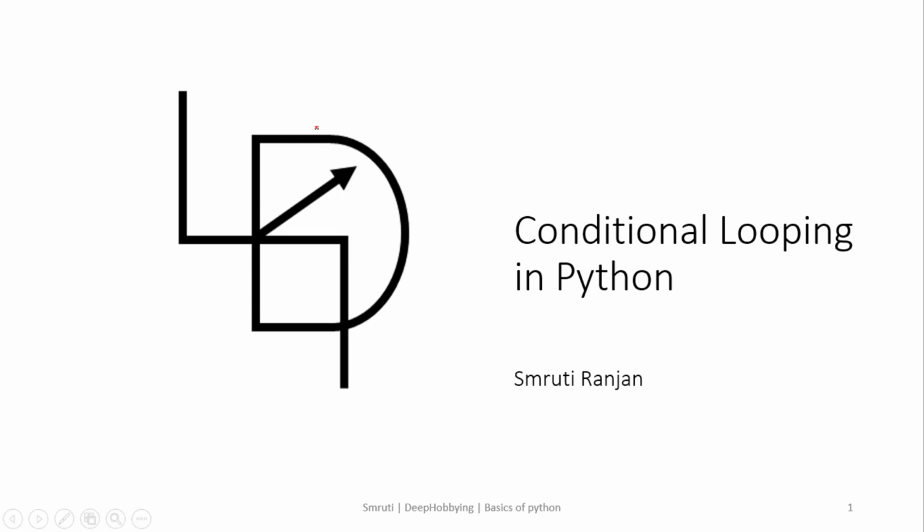Welcome to the first part of conditional looping in Python. As the name suggests, this conditional looping will perform a task in a repetitive fashion until the condition which you provided to the looping structure holds true. If the condition is false, the looping structure will break and Python will move to the next piece of the code.